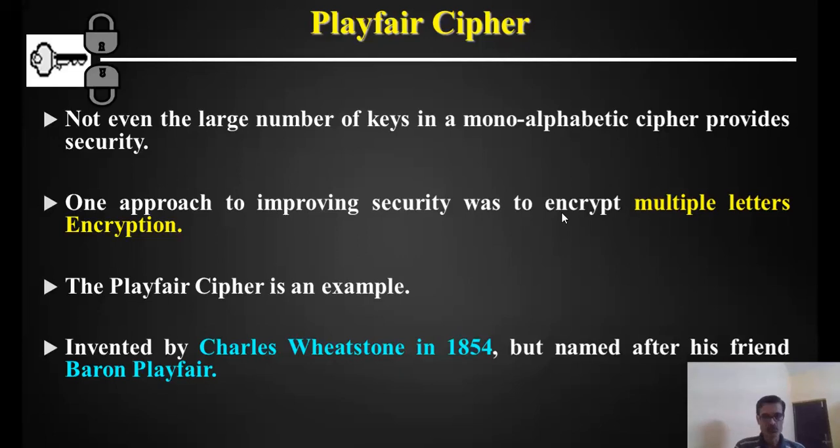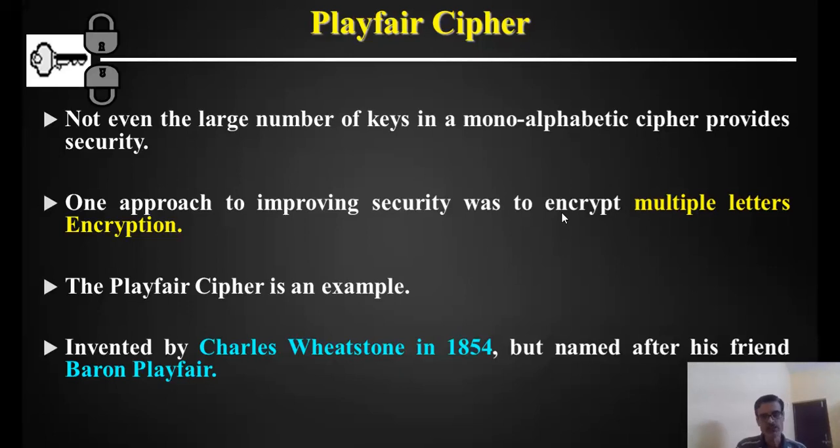Now, what is the approach? What is the method to improve the security? Then you go for the Playfair Cipher. So what is the difference here compared to mono-alphabetic? In mono-alphabetic, one single alphabet is replaced by another alphabet. But we can increase the security of data transmission by encrypting more than one letter at a time. The best example is the Playfair Cipher.